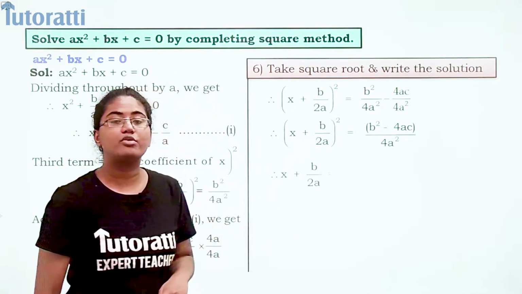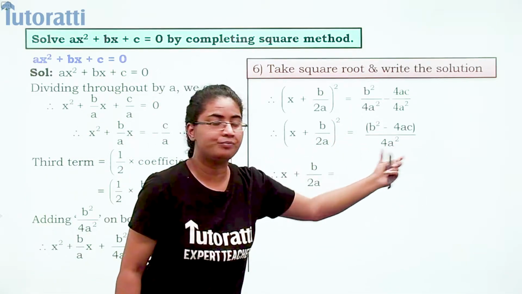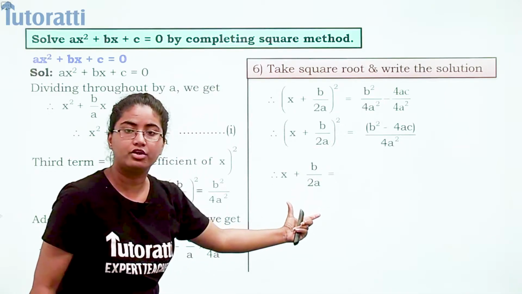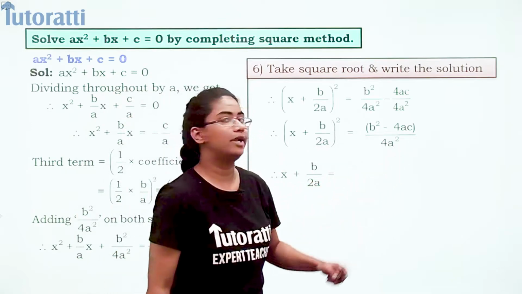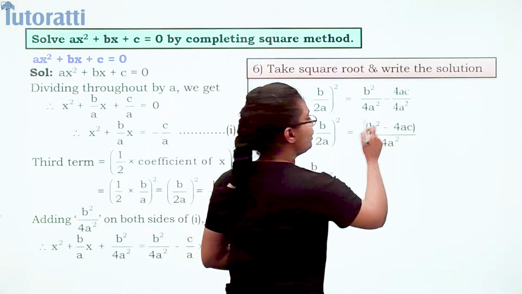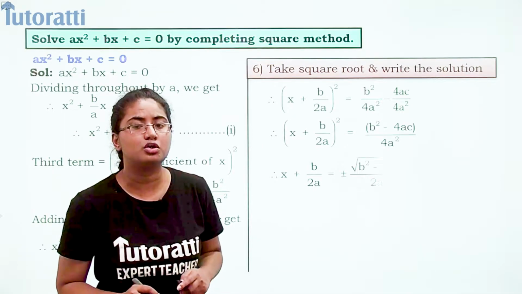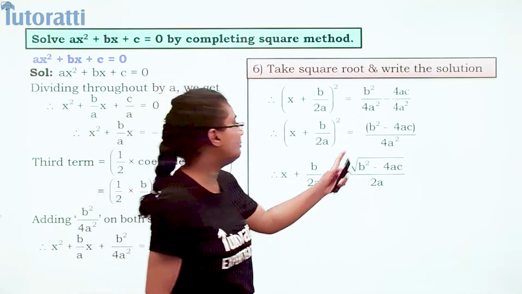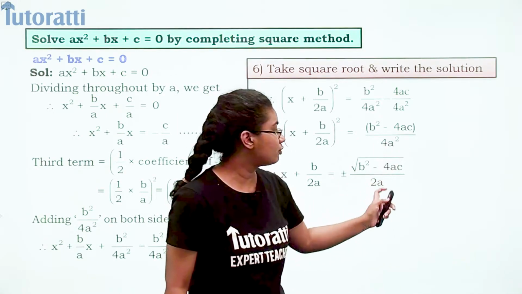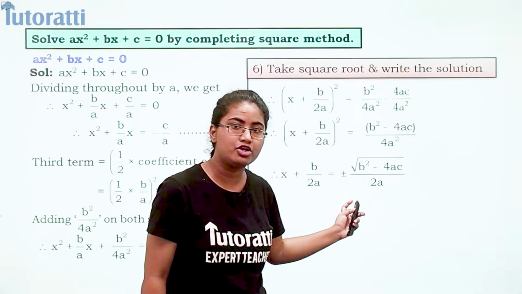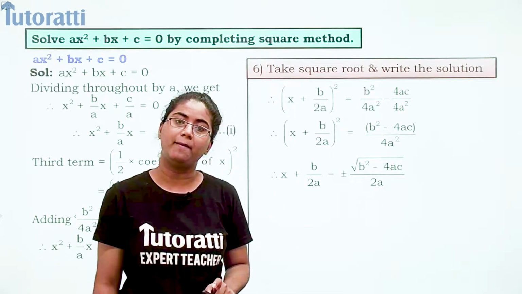Now when you take square roots of both the sides, what will be on the left hand side? Just this square goes away, and you're left with whatever is inside the bracket, which is x plus b upon 2a. What about this side? Take a look at the numerator. Do we know its root? Unfortunately, we do not know the root of the numerator, but we know the root of the denominator. Root of 4 is 2, root of a square is a. So you have plus or minus root b square minus 4ac upon 2a.